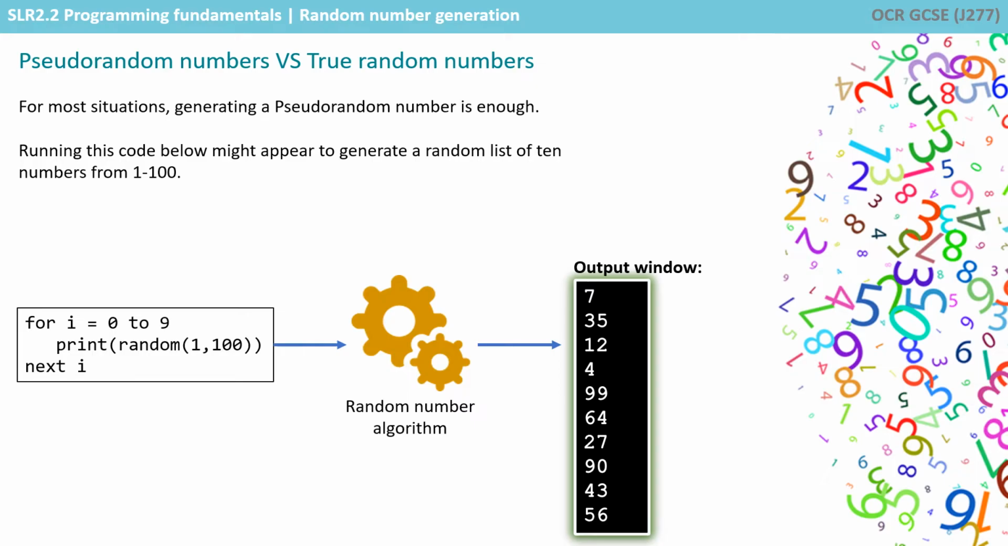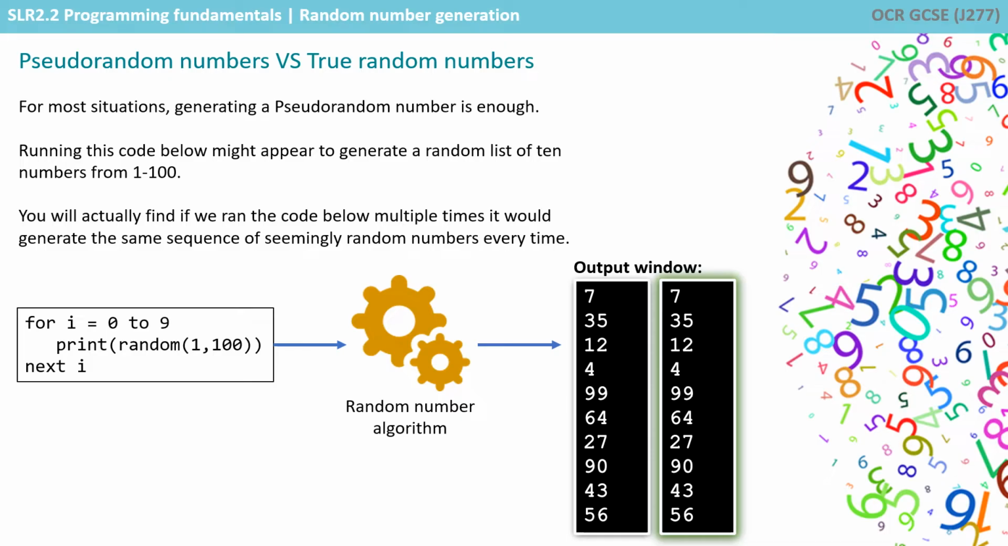Every time that random function is called, the random number generator kicks in, and indeed it does appear that we've got a list of 10 random numbers from 1 to 100. You'll actually find if we ran that code multiple times, it would generate exactly the same sequence of seemingly random numbers every time. So not so random now then.